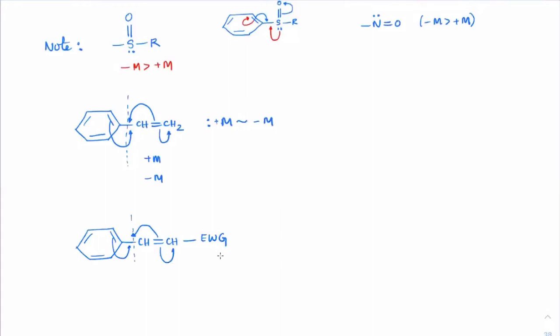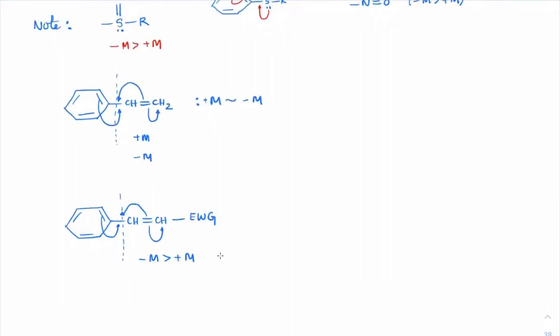Both can act, but which is more dominant here? Again, minus M will be more dominant over plus M. And last case, if there is CH double bond CH with an electron donating group, then plus M will be more dominant. Clear? So this one and this one both will act here, which means plus M and minus M both are acting, but plus M is more dominant.